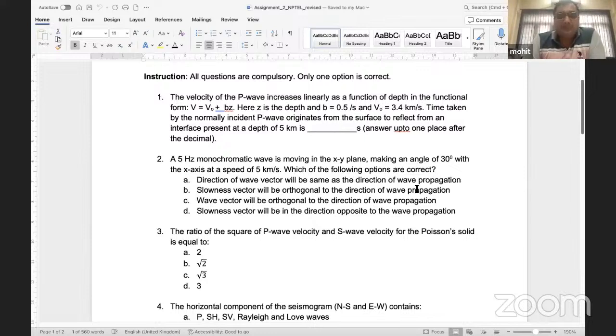Option B, slowness vector will be orthogonal to the direction of wave propagation. This is not correct. Wave vector will be orthogonal to the direction of wave propagation. That is also not correct. Slowness vector will be in the direction opposite to the wave propagation. That is also not correct.